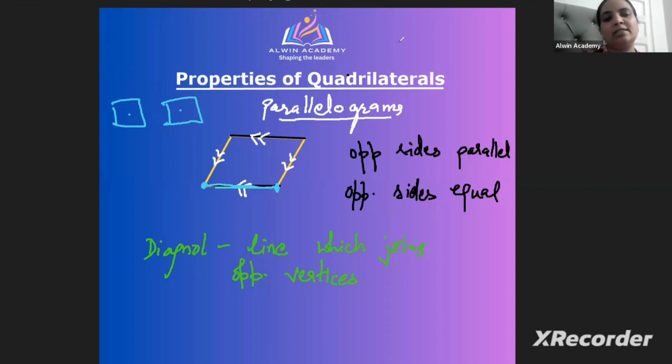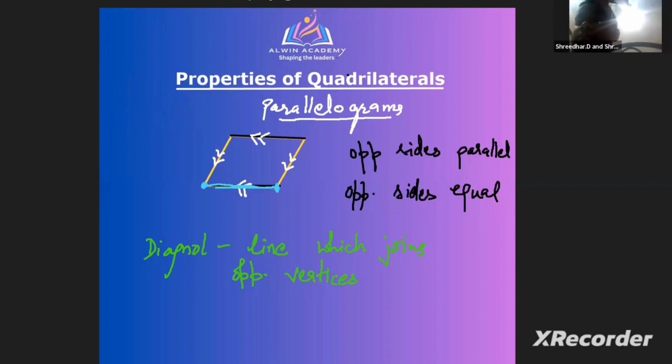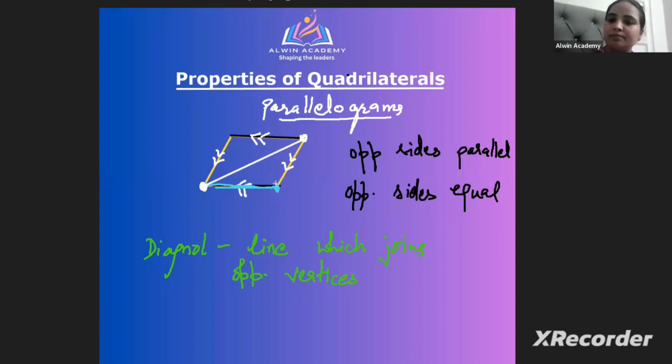So what is the opposite vertex here? The opposite vertex is this one. So both these white vertices are opposite to each other. Now when I say a line joining opposite vertices, this is my diagonal. Right, beta ji? Yes, ma'am. Clear? And let me draw the other opposite vertices as well. Now what is this? This is the second diagonal we have, right? So we have got two diagonals in a parallelogram, right?